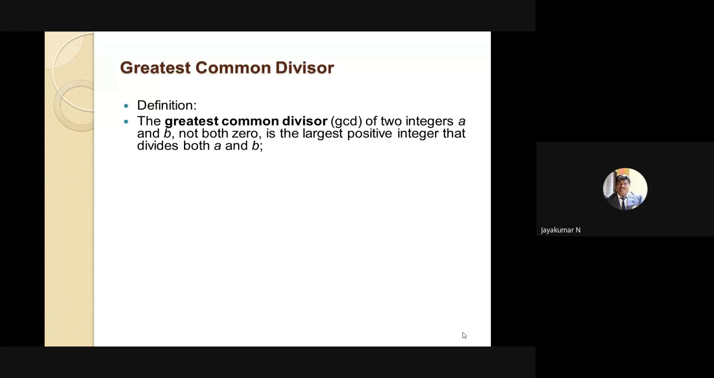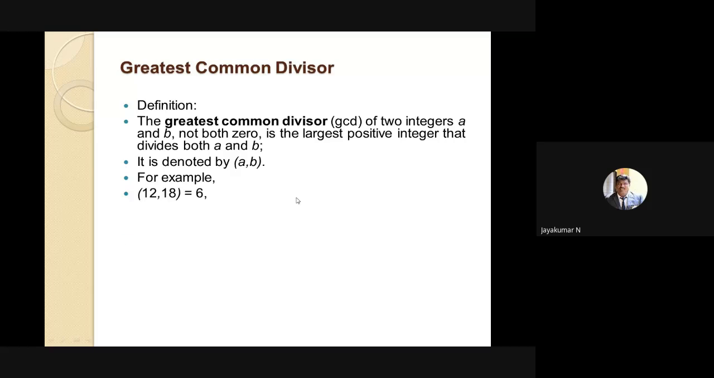The greatest common divisor of two integers a and b, not both 0, is the largest positive integer that divides both a and b. It's denoted by, and this is a new thing, open bracket a comma b close bracket. If you write like this, it represents the GCD of a and b. In every place I don't write GCD; if I write two numbers in brackets, that means the GCD of those numbers.